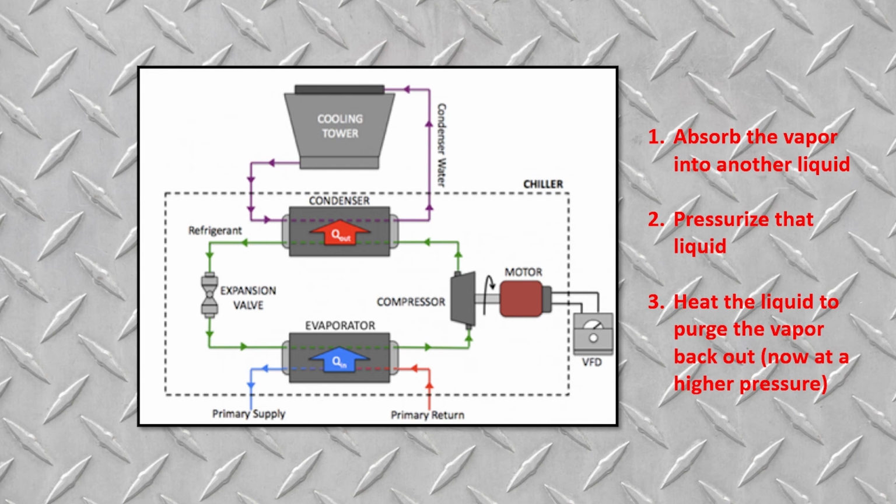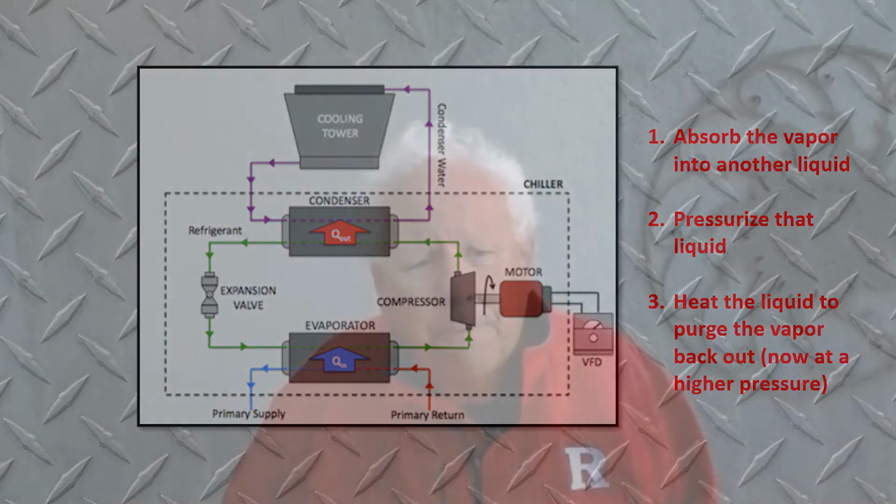So the vapor is now part of a liquid that we can pressurize with a pump, which is very efficient. After the pump, we now have the high pressure vapor, but it's dissolved into the liquid and we've got to purge it out of there. And how we do that is using heat to push the vapor back out of the liquid. We then end up with a vapor at high pressure and high temperature, which is what you want.